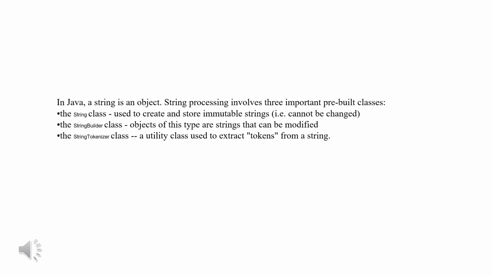Then we have the StringBuilder class. You can use this class to create objects of this type, and the point here is that these strings can be modified. So that's the difference between the StringBuilder class and the String class. The third class, which is related to strings in Java, is StringTokenizer. This class can be used to extract tokens from a string.